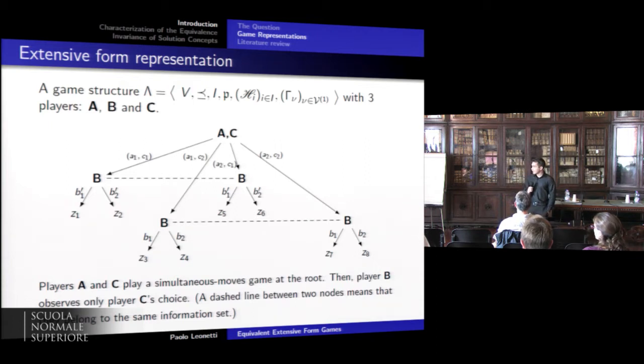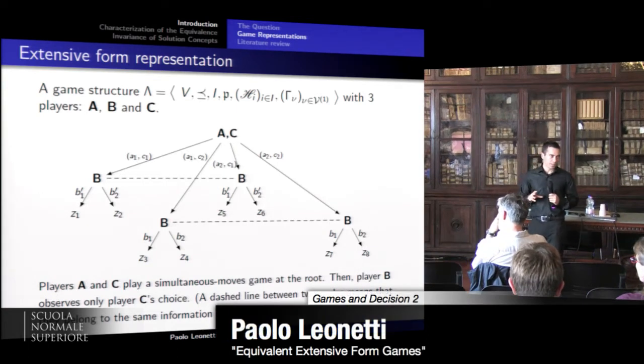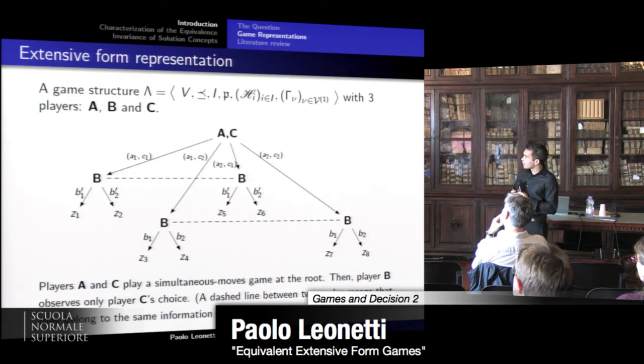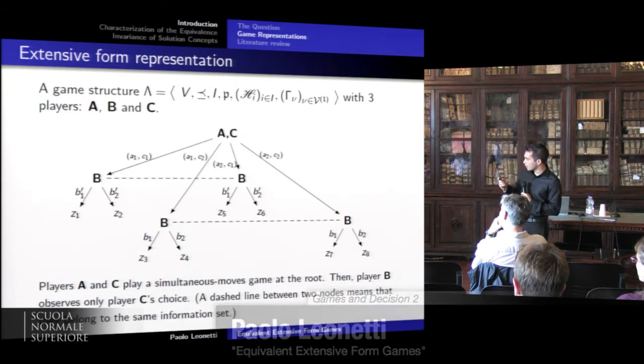The first one is the extensive form representation, that is the classical one with a tree, and at each non-terminal node there is a non-empty subset of players who have to choose simultaneously some actions. Here, for example, at the root of the game there are two players, A and C. The first one, player A, has to choose between action A1 and A2, and simultaneously, player C has to choose between C1 and C2.